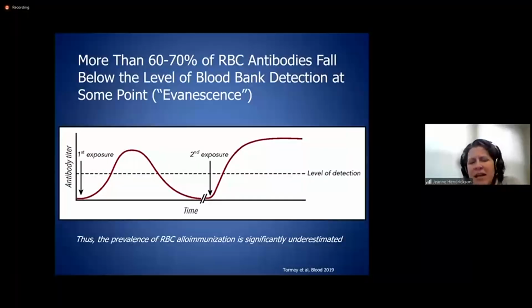And we know that antibody prevalence is underestimated given the phenomenon of evanescence. More than 60, maybe 70%, maybe more of red cell antibodies evanesce or fall below the level of detection in the blood bank. So for example, a patient may be transfused in Canada. They may develop an anti-JKB antibody. They may come to my institution in New Haven, Connecticut. We can't detect that antibody. We don't know that you had detected that antibody. We expose them to antigen-positive red cells, and they have an anamnestic response and can have a delayed hemolytic transfusion reaction.